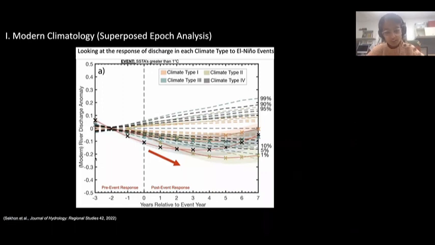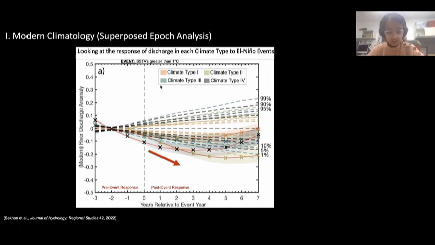So I will quickly walk you through the results for the SEA. Over here, on the y-axis, you're looking at modern river discharge anomaly. And on the x-axis, you're looking at years relative to event year. Anything that is an event is when you have SSTA, sea surface temperature anomaly, greater than 1 degree Celsius. So you have pre-event and then you have post-event.